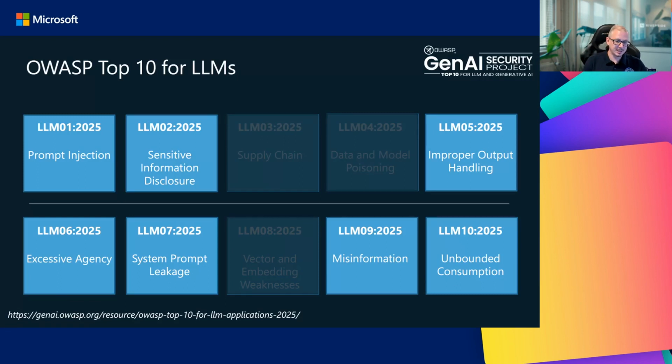07, system prompt leakage. Can you essentially engage with an LLM and find out information about how it was set up and how it was designed to operate, and use that against it, or even worse, change its system prompt and get it to act in a way that it was never designed to, or certainly never intended to.